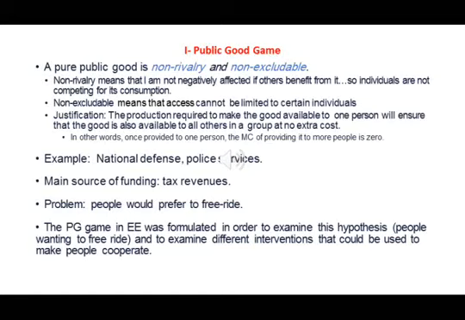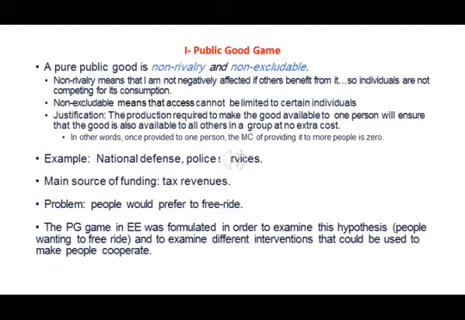Why? What is the justification for this? Because the production required to make this pure public good available to one person will also ensure that the good is also available to all others in a society at no extra cost. So if you remember from public finance, once this pure public good was provided to one person, the marginal cost of providing it to more people was zero.